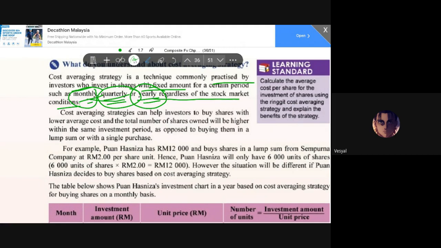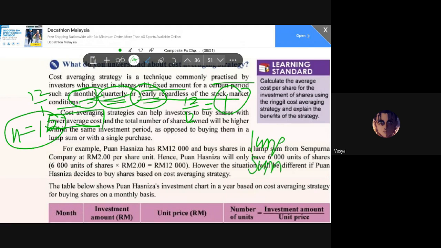If monthly means 12 over 1, if they ask you compounded monthly, your end value is 12. Just to relate back to what he said just now. If yearly means 12 over 12, means one time only. That's how you calculate number of times compounded. So cost averaging strategy can help investors to buy shares with lower average cost. So there are 2 ways here. One is actually you use lump sum. You invest a lump sum.